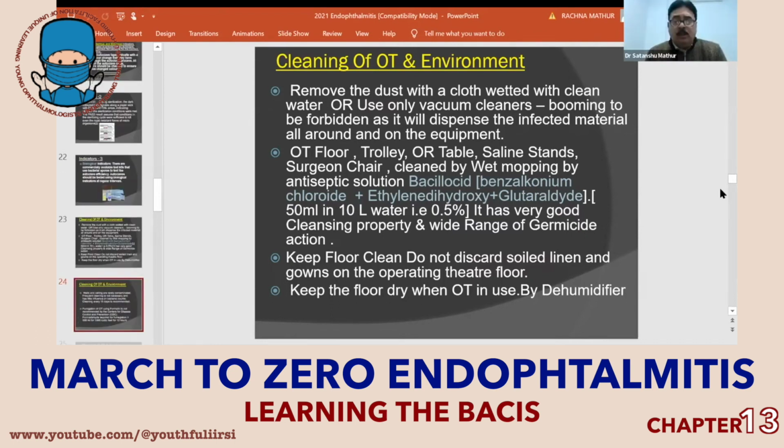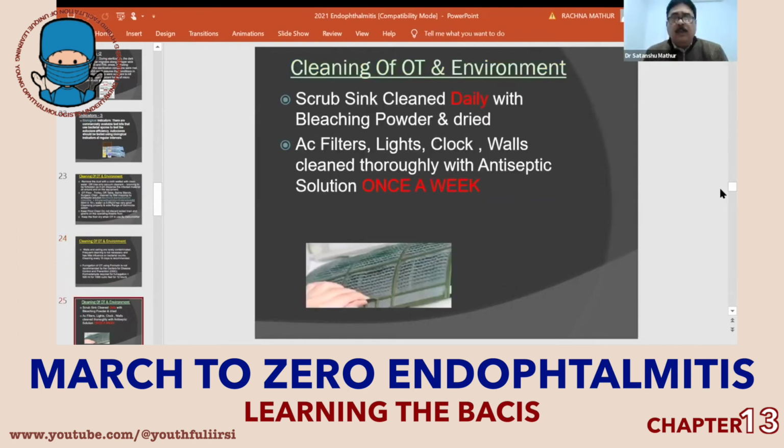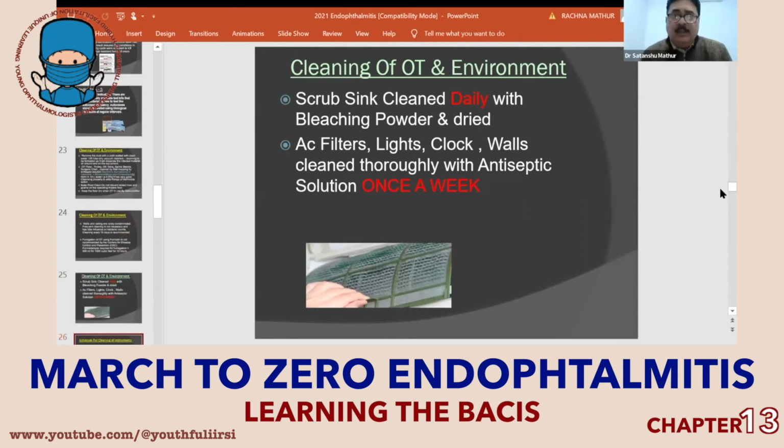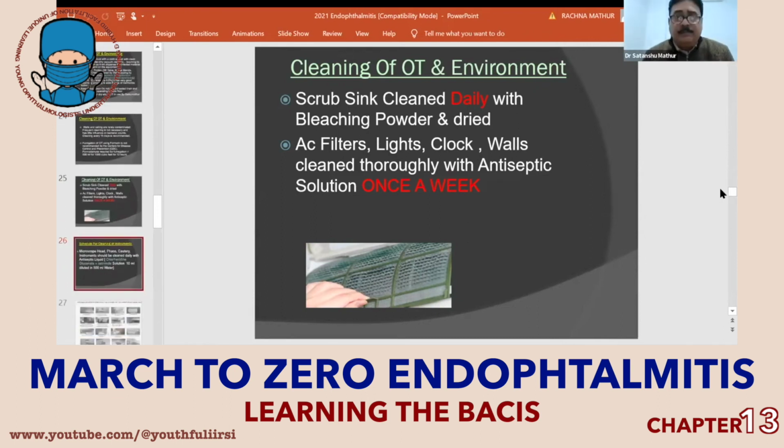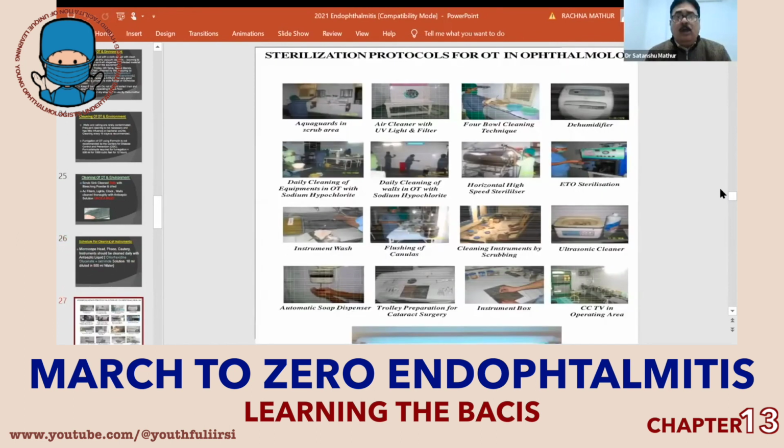Fumigation of the OT is nowadays not recommended because it is carcinogenic. You should clean the scrub sink almost daily, and AC filters should be checked with care. The microscope, head, and phaco instruments should all be cleaned. These are the cleaning procedures we follow.